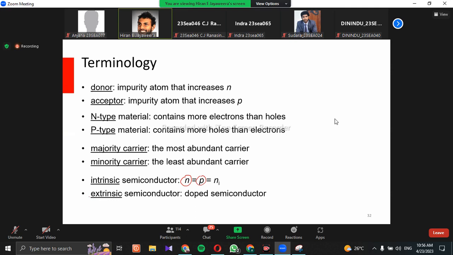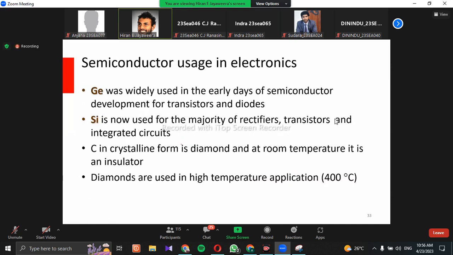Then we discussed extrinsic materials. We didn't use exactly this word, but they are doped semiconductors. In that case, N and P are not equal. Either N or P is larger. Depending on that, you have majority carriers, either P or N.